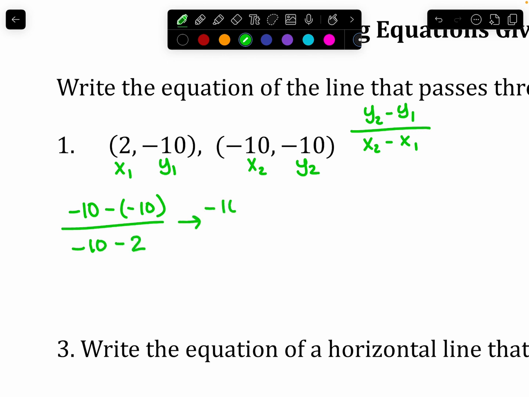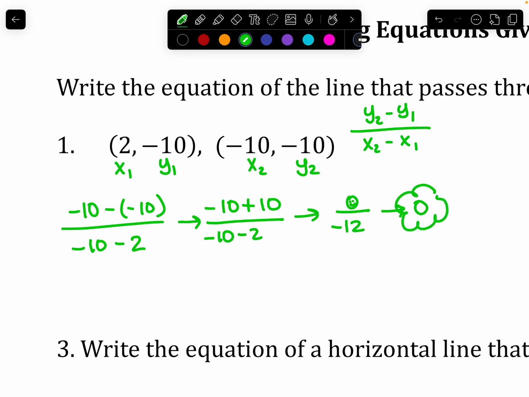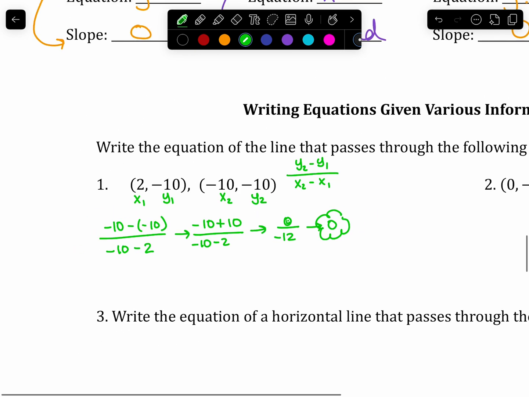When I go to simplify this, this is negative 10 plus 10. This is still negative 10 minus 2. This is actually 0 over negative 12. And remember, when 0 is on top, that's good. You end up with a slope of 0. The only time you can have a slope of 0 is if you have a horizontal or vertical line. And just as a reminder, 0 is a Hoy graph, or a Hoy equation, okay?